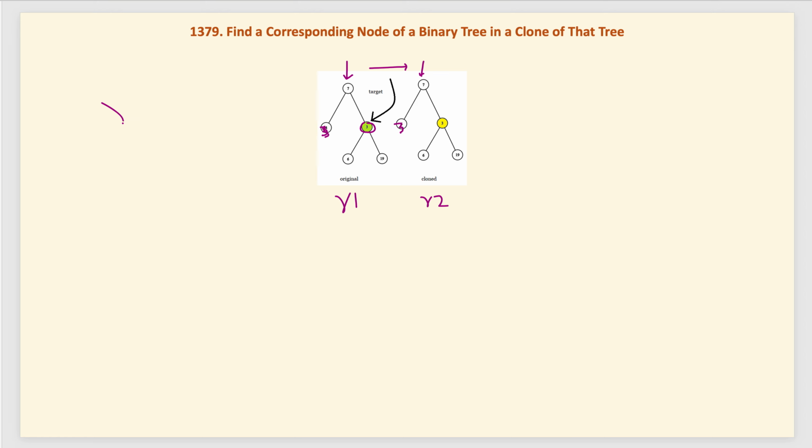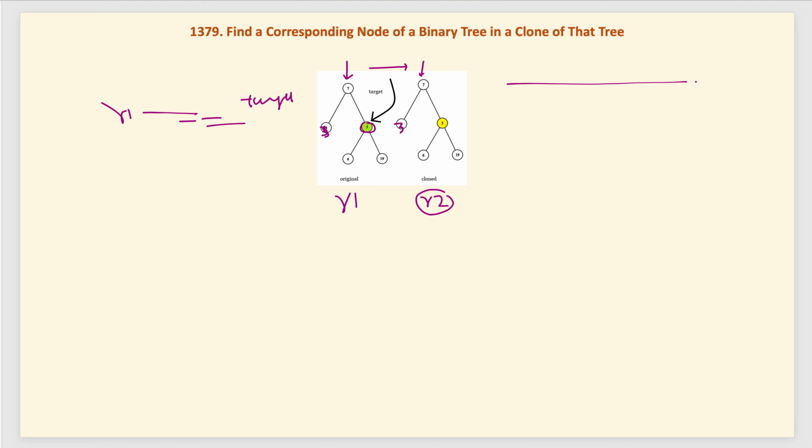Now, we will compare the R1 reference, not the value. This double equal compares both the reference and the values, basically. So, we will check if it is the target, then we are well and good, and we will return the corresponding R2. So, how will we solve it with the BFS approach?